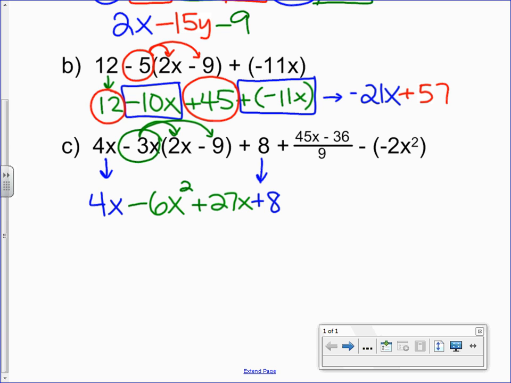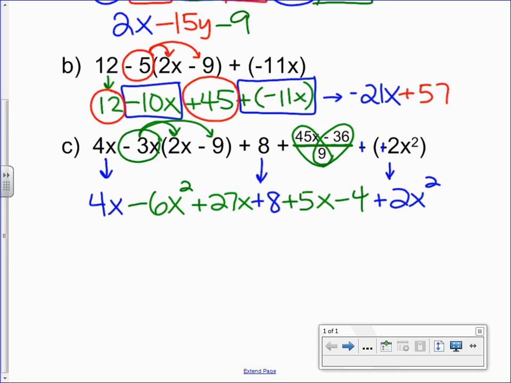But now the next part has a division symbol. So I'm going to be dividing 45x by 9 and negative 36 by 9. So if I look at 45x divided by 9, that's a positive 5x. And then negative 36 divided by 9 is a negative 4. And then again, I see this minus negative 2x squared. I'm going to change that to add the opposite. So I'm going to drop down this positive 2x squared.